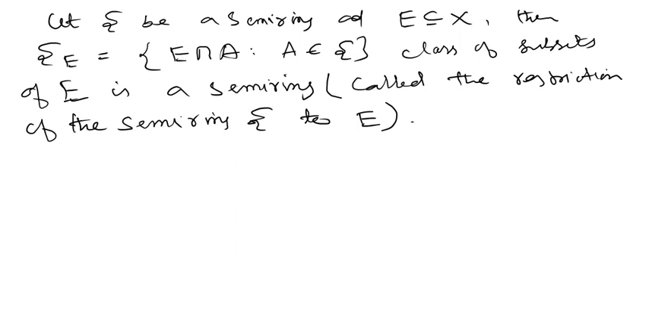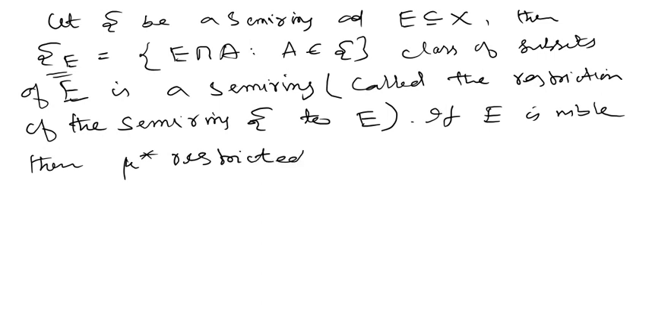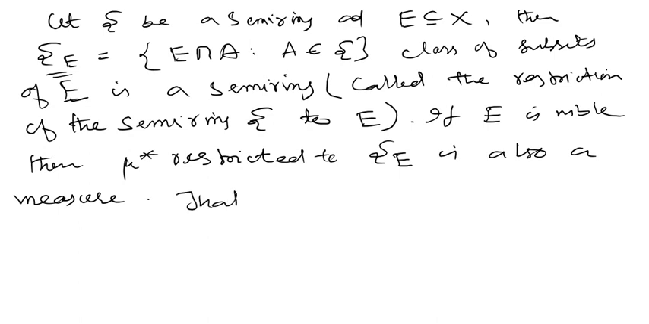So now mu is a measure on S. Will it also be a measure on S_E? This will be true only if E is measurable. Okay, if E is measurable, then mu star restricted to S_E is also a measure. So that is, this is a measure space.